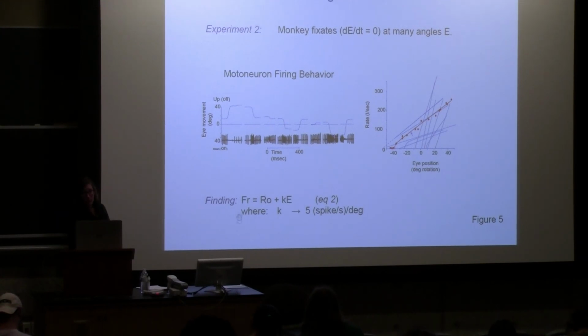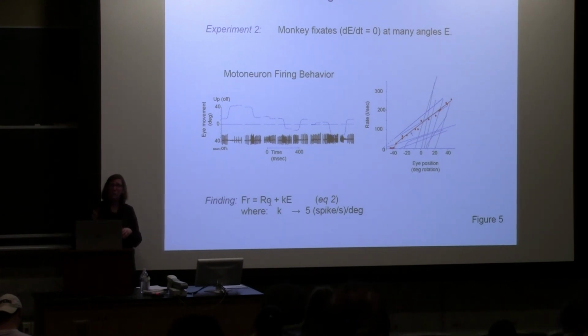So you can now describe this with firing rate equals some resting discharge, right, which was about 100 from the previous experiment, plus some term which has a coefficient k times the eye position in fixation, right, steady state.